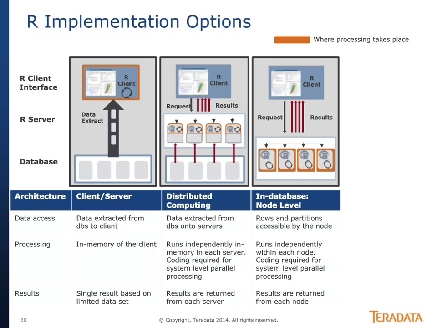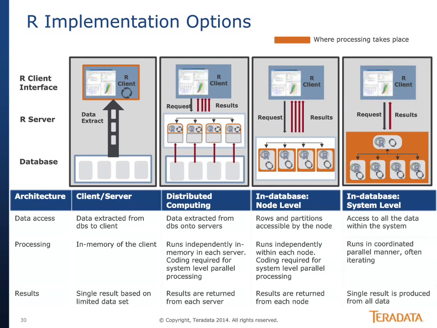And the holy grail is system-level parallelism. This is where instead of submitting one job to every node or every worker and getting one answer back per node or worker, system-level parallelism is where the system will handle all of the communication that's required so that you submit one request and get one answer. That's the ultimate, and as I'll walk you through, a good portion of our AstroR product family actually hits that use case.